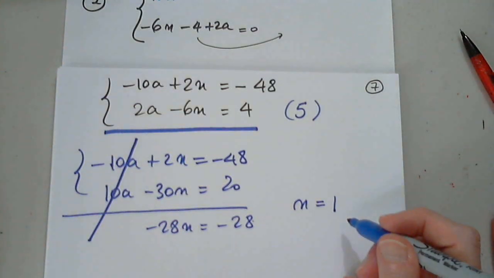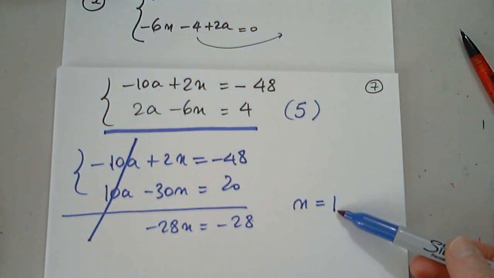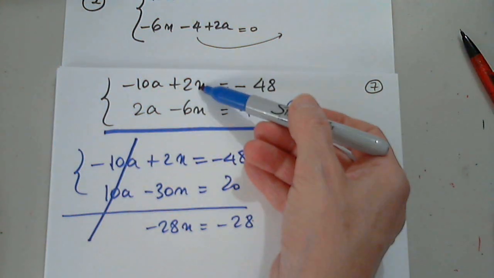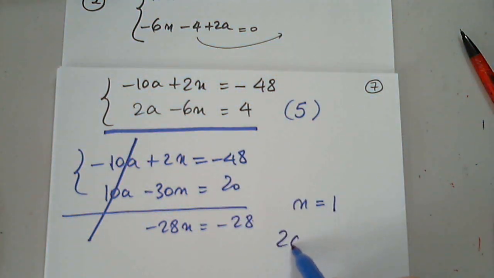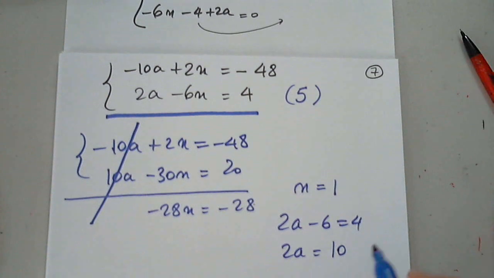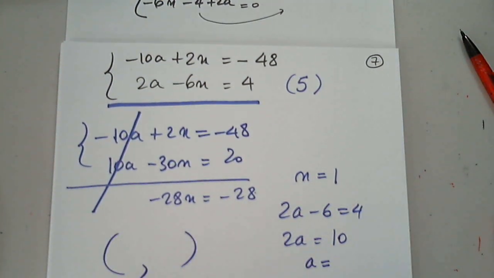Perfect. At this point, we go back anywhere you want, preferably in the correctly organized one, and put n anywhere you want, either here or here. Let's put it in the second equation. 2a minus 6 equals 4, or 2a equals 10, because we're adding 6. So then a equals 5.